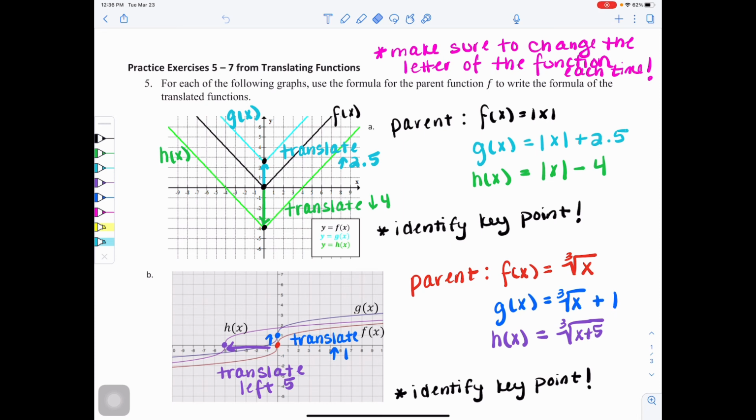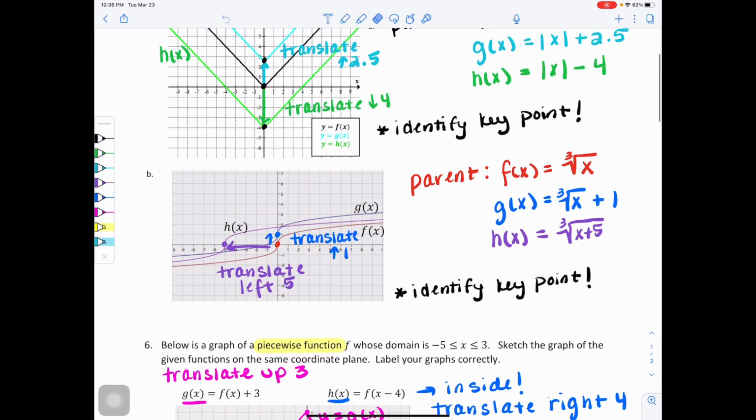For h of x, the green one that's below the parent function, it is translated down 4 units. So I'm going to subtract 4 on the outside, for h of x equals the absolute value of x minus 4. Looking at graph B, our parent function here is the cube root function. So f of x equals the cube root of x.